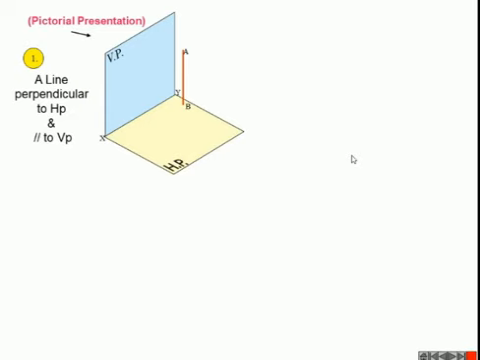So suppose the line AB is placed in the first angle, first quadrant, and the orientation of the line AB is perpendicular to the HP and parallel to the VP.